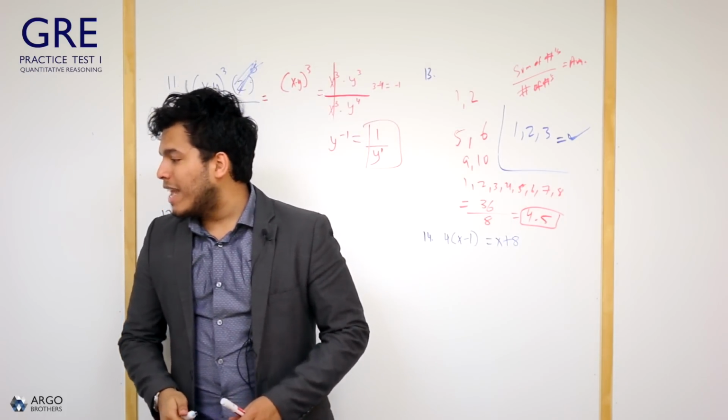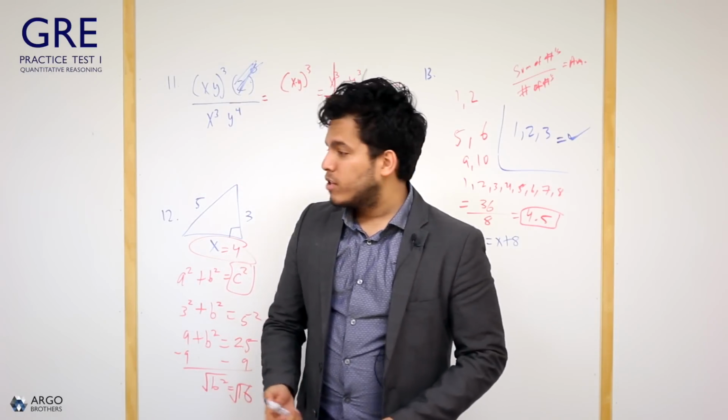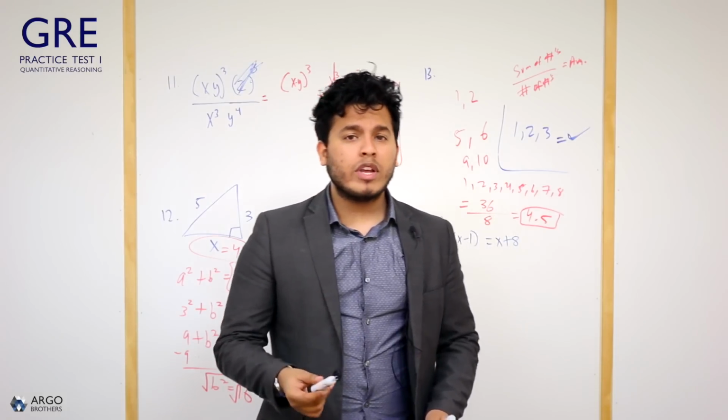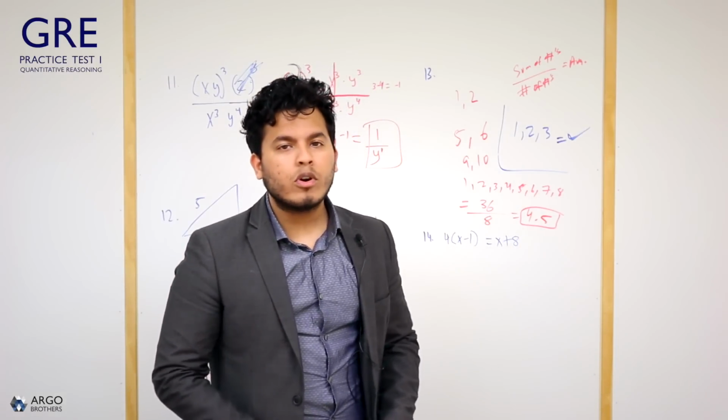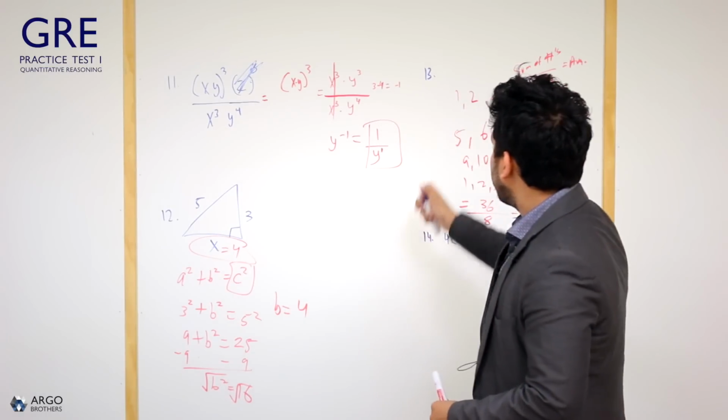Answer choice E reads the average of 11 and 22. Once again, 22 plus 11 is going to be 33, and 33, once again, is an odd number. Any odd number divided by 2 does not result in an integer. So the answer choice is going to be D.